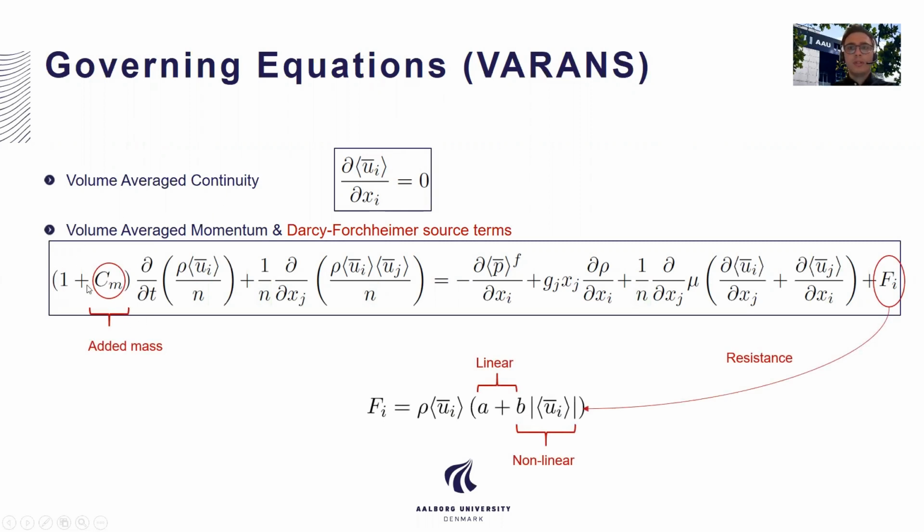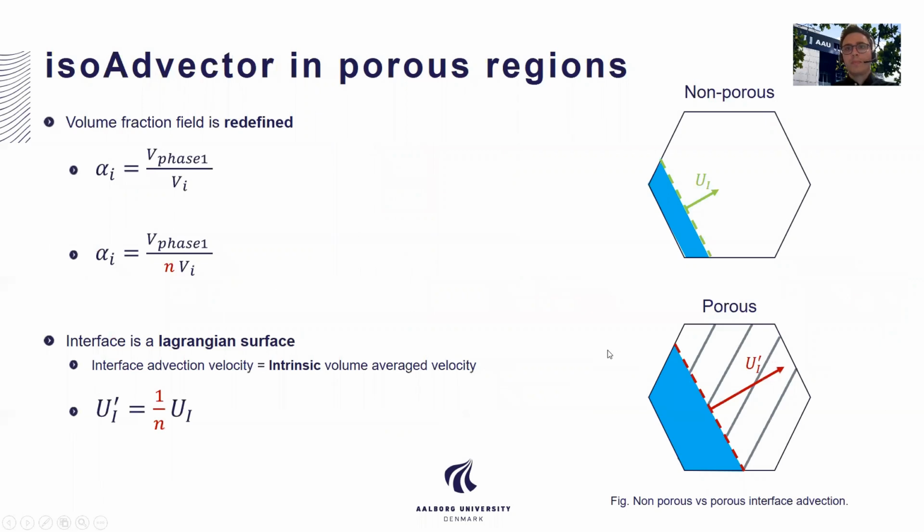In front of the temporal term, you can see the added mass source term, which is proportional to the fluid acceleration, while on the right-hand side, you can see a resistance force, which consists of a linear and a non-linear contribution. After the governing equation, also the advection algorithm has to be adjusted in order to account for the porous medium. This adjustment is done in two separate steps.